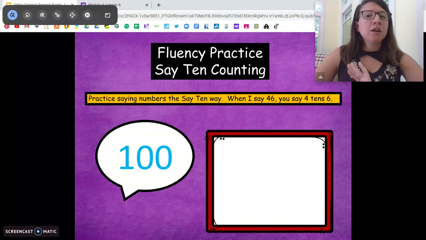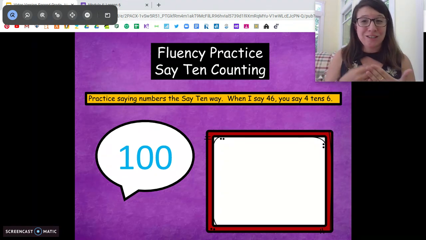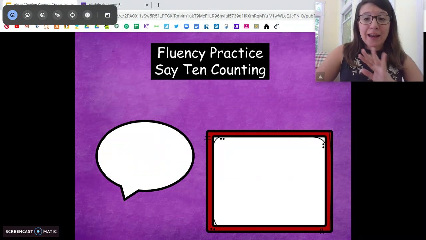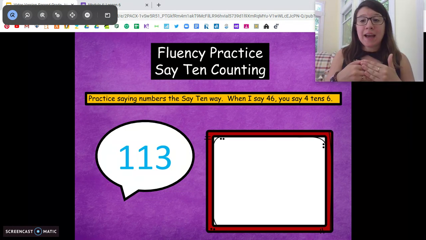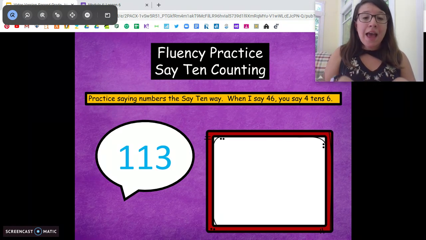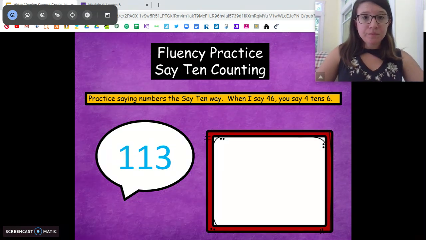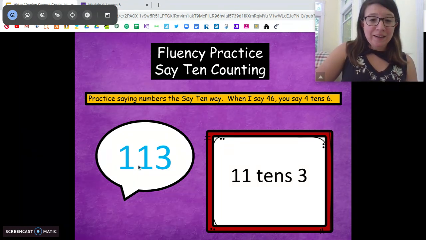100. Now, remember when we do the say 10 way, we don't say hundreds. We're just doing tens. So think about how many tens are in 100. Yeah, 10 tens. Awesome. All right, use this example to help you with this one. 113. Remember, we're not going to say hundreds. We're going to use tens. How many tens and how many extra ones in 113? Very good. 11 tens 3. Your 11 tens are here, plus your 3 extra ones.